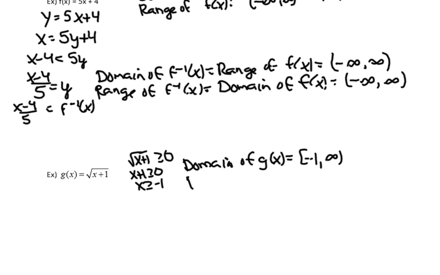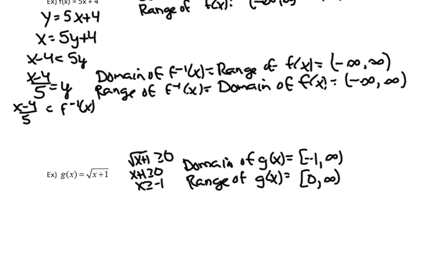Okay. Now the range, think about this. If I plug in negative 1, what do I have? Negative 1 plus 1 is 0. The square root of 0 is 0. That's the smallest value I can put in, and this is increasing. So we know the range is going to be 0 to infinity. Of course, 0 is included.